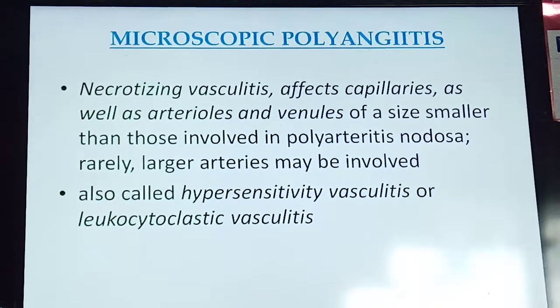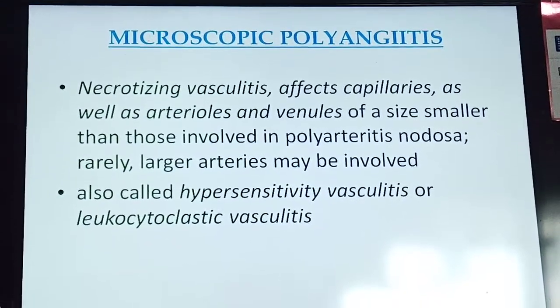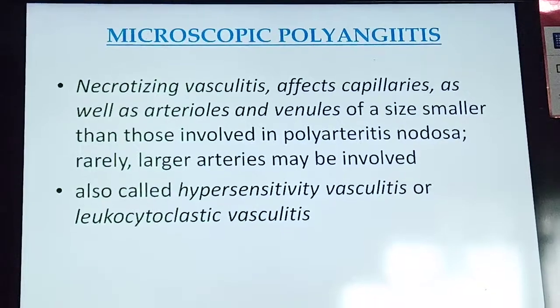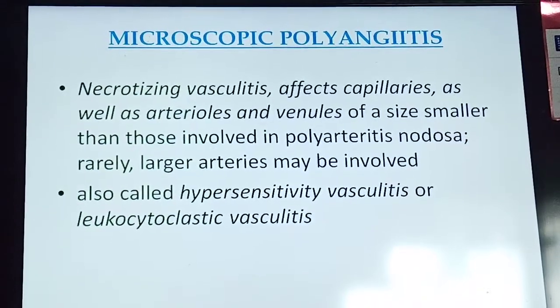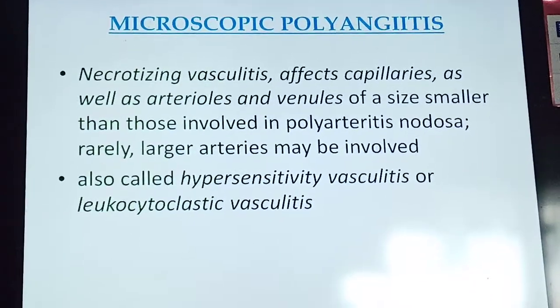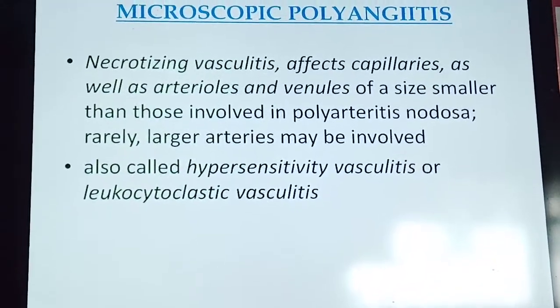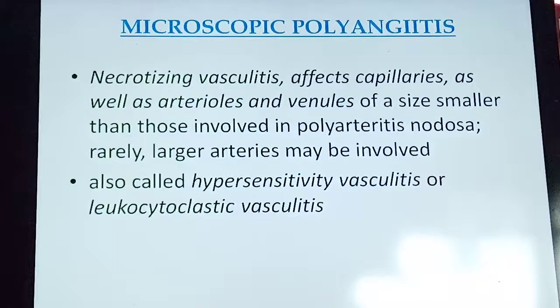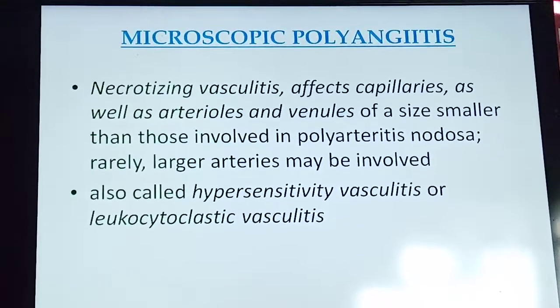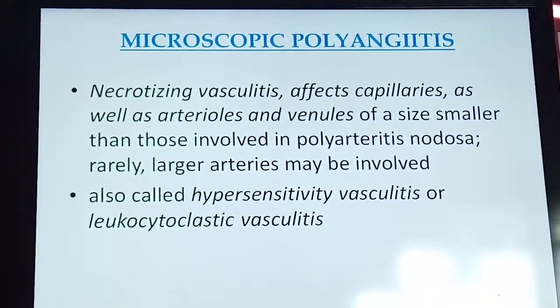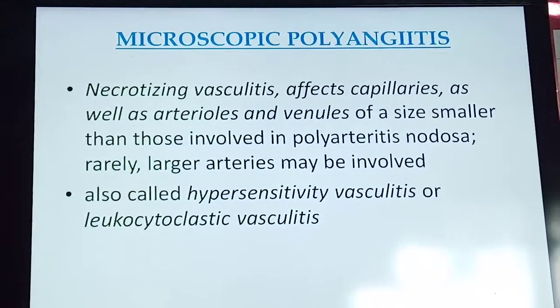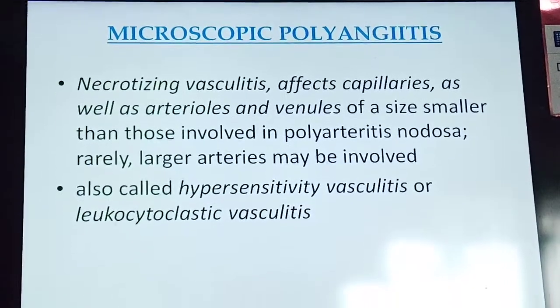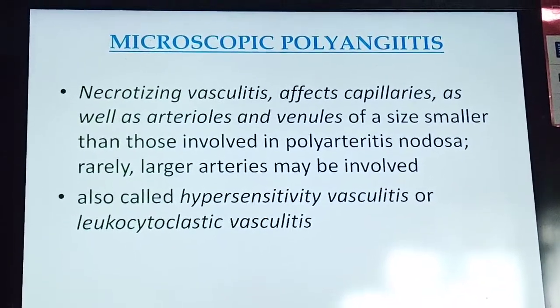Now come to microscopic polyangiitis. These are necrotizing vasculitides that affect the capillaries as well as arterioles and venules, of a size smaller than those involved in polyarteritis nodosa. Rarely, larger arteries may be involved. It is also called hypersensitivity vasculitis or leukocytoclastic vasculitis.